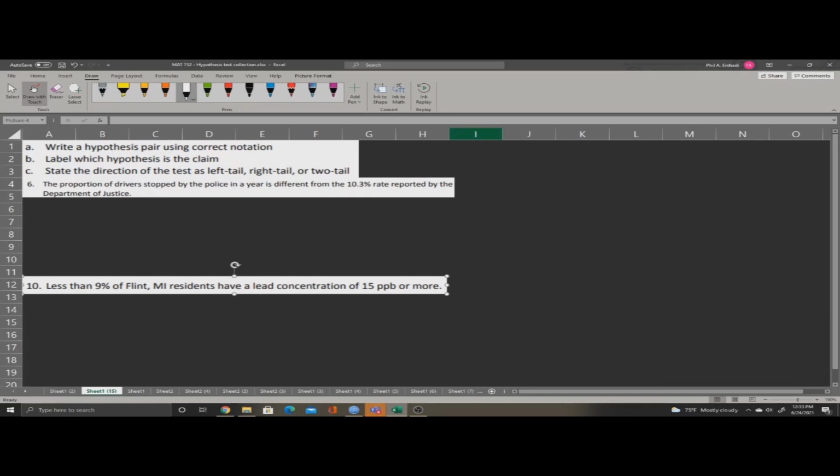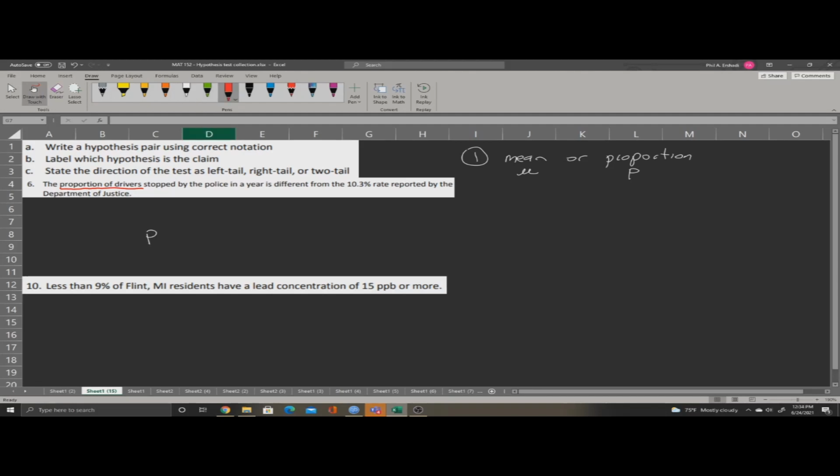Let's do some more practice with writing claims and hypothesis pairs. Once again, the first question we must ask ourselves is, are we talking about a mean or a proportion? Reminding ourselves that mean is represented with mu and proportion is represented with little p. Now, in problem 6, the question mentions a proportion of drivers, so we'll begin by writing p.